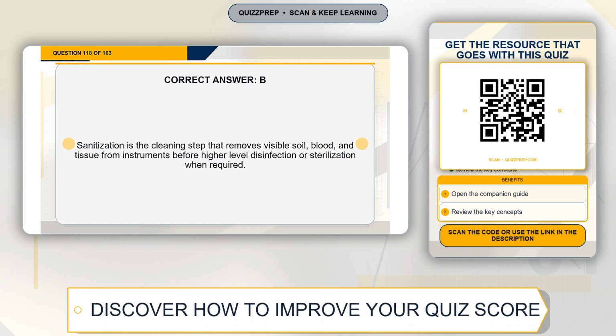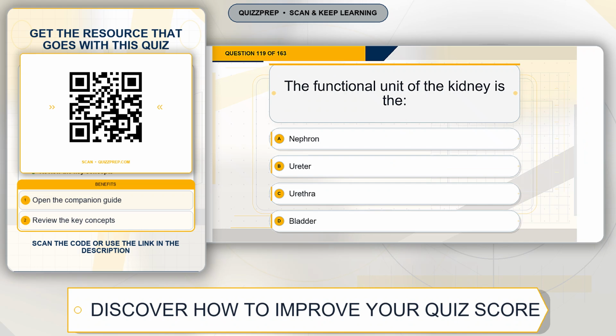Sanitization is the cleaning step that removes visible soil, blood, and tissue from instruments before higher-level disinfection or sterilization when required. Question 119. The functional unit of the kidney is option A, nephron.